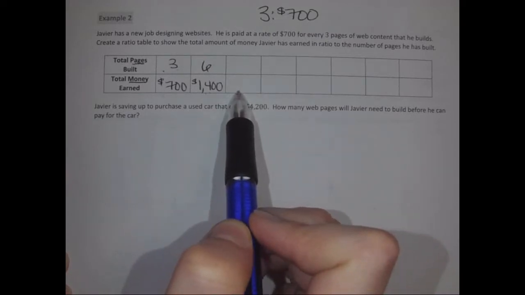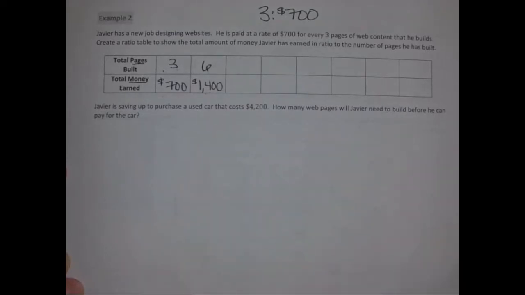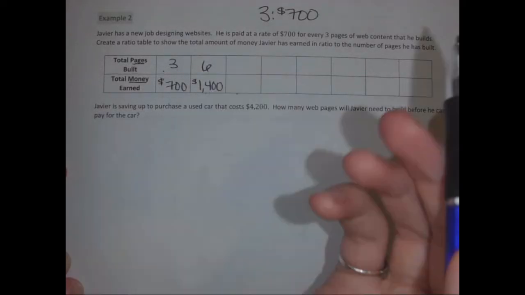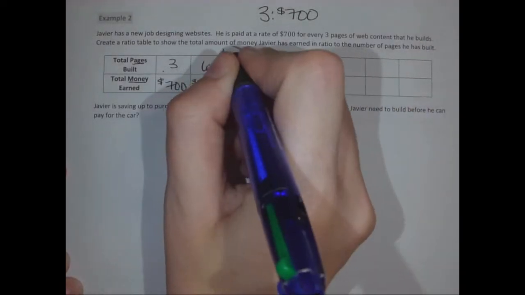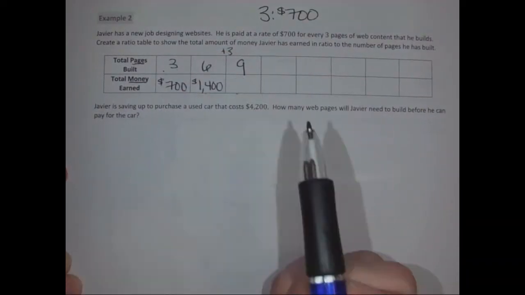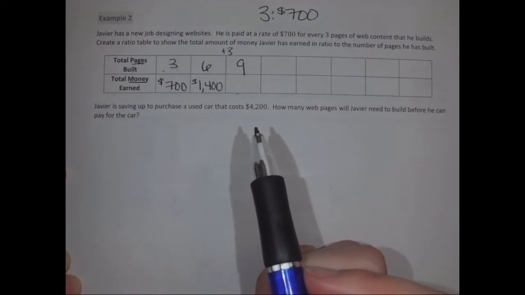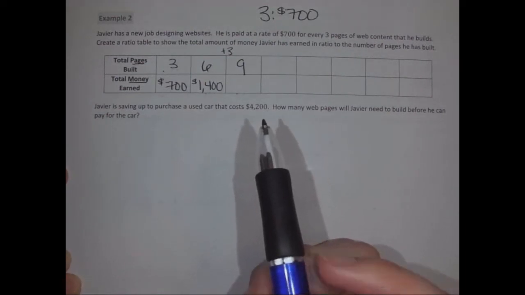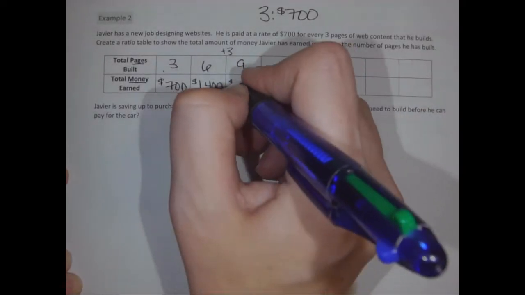What next? How much money will he earn if he makes another 3 pages, Adriana? 1,200? Are you looking at the 3? No, down here. If he makes, so she says 9 pages, yes. So we've added another 3 pages, we've gotten 9 pages. How much will he earn, Adriana? How much money? Judas, how much money will he have earned? 2,100.